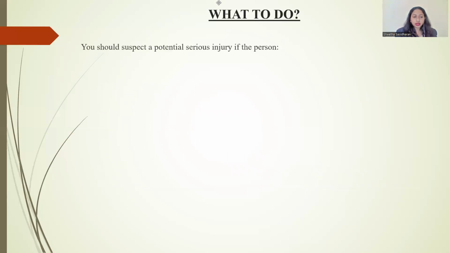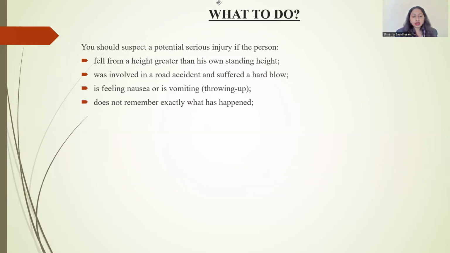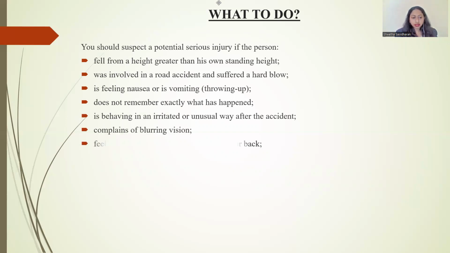So what to do in that situation? If you find a potentially serious injury, such as the person falling from a height greater than his own height, maybe the person is 5 feet and falls from 7 feet, then you can suspect a potentially serious injury. Or if he was involved in a road traffic accident and suffered a very hard blow to his head. Feeling nausea or vomiting is a very common thing. He does not remember exactly what happened, with loss of memory at that moment, is behaving irritated or in an unusual way after the accident. Next is complaining of blurred vision, and feels pain or tenderness in the head, neck, and back.